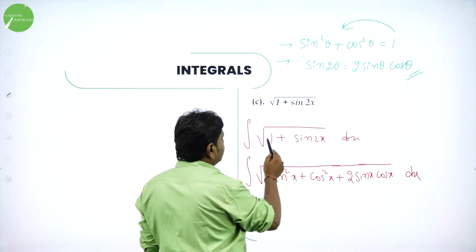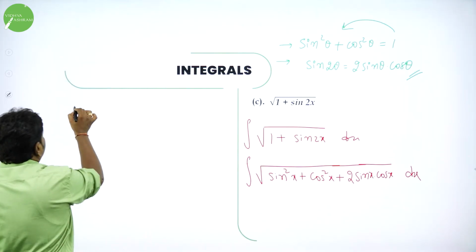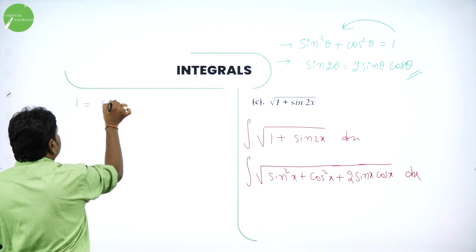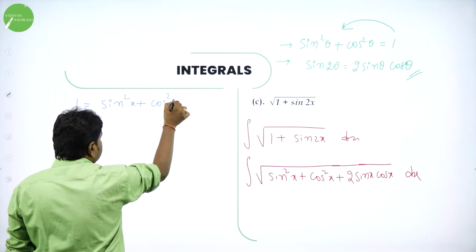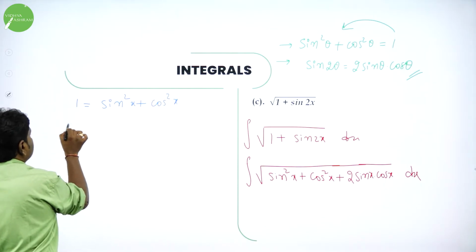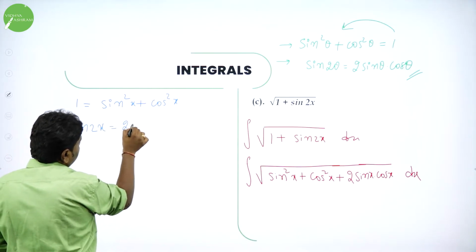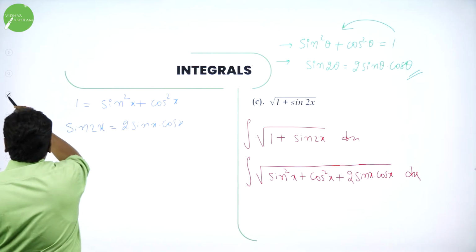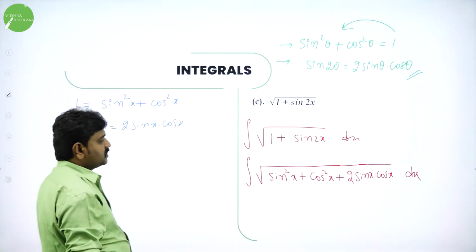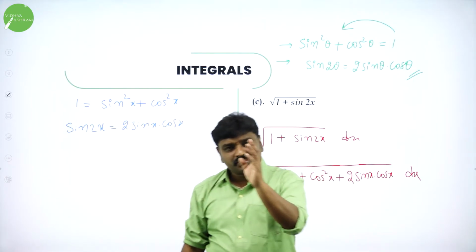That's why instead of 1, what I am doing, here we have 1. So I wrote 1 as sin square x plus cos square x. And I had sin 2x. Instead of sin 2x, since sin 2 theta is 2 sin theta cos theta, sin 2x can be written as 2 sin x cos x. This is what I have done. Now if you observe, it is simple. A square plus b square plus 2ab. What is a square plus b square plus 2ab?